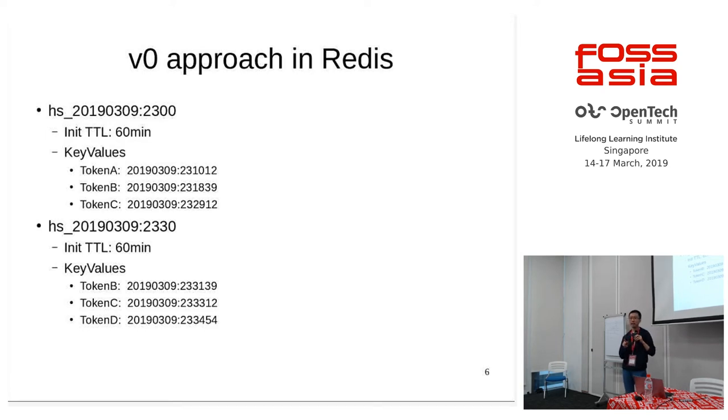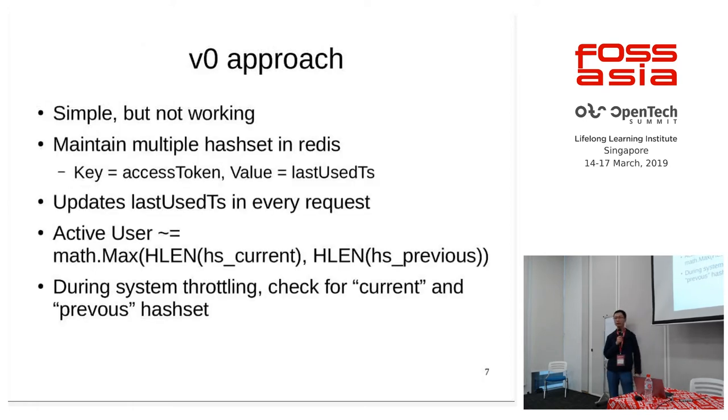And if the system suddenly jumps from normal mode to system throttling mode, when we receive an access token, we just need to check the current hash set and the previous hash set and see if this token has usage within the previous 30 minutes. It's simple, but effective.